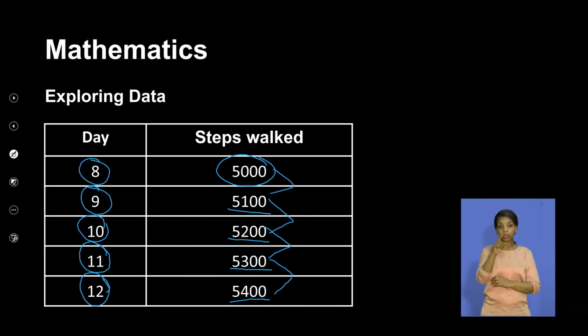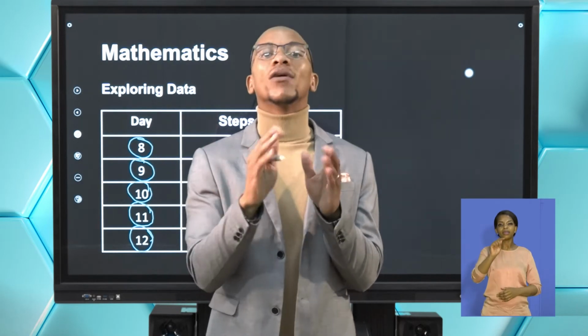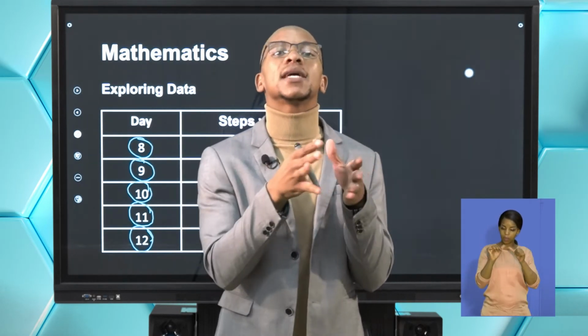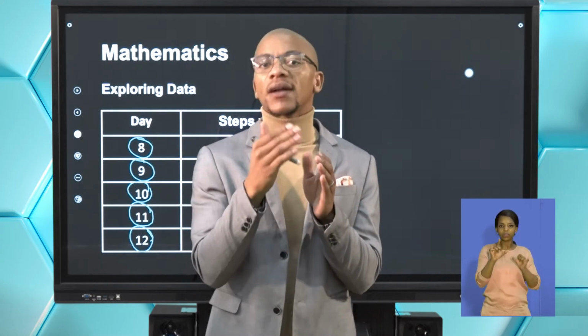So you can see that there was a change of plus 100 steps each time. Now remember, we are talking about a simple pattern. A simple pattern means that there is a constant change happening. In this context, there is a constant change in the number of steps that the person is adding in each day as they progress with their health journey, right? And specifically, that will be 100.